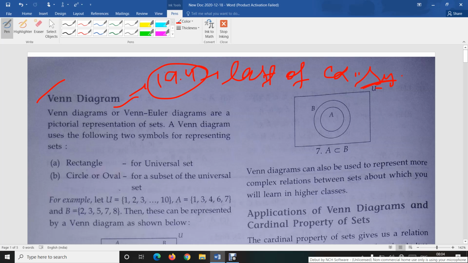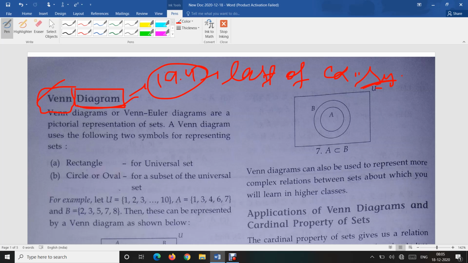So first of all, what do you understand by the diagram? Diagram is simply a representation which helps to understand the question easily. Similarly, if we join the word Venn with this diagram, then it will be the Venn diagram. Venn diagrams are also a representation, but it is a pictorial representation of sets.